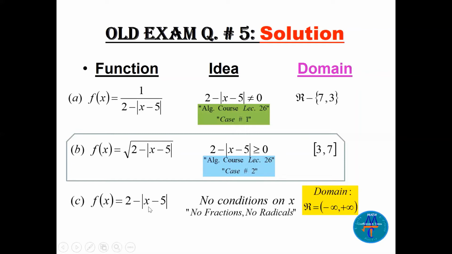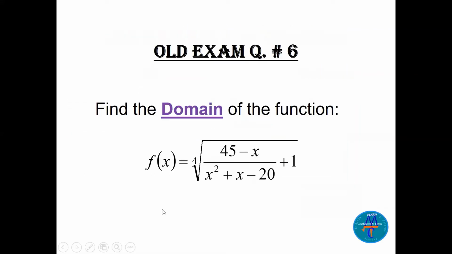And here we have no conditions on the x, no fractions, no radicals. Domain will be R. That's a V shape in the graph. Now, this is number 6. A tough question maybe. Find the domain of this function, 4th root of 45 minus x over this plus 1. Now we have to take the radicand here, all this big radicand plus 1, all of it greater than or equal to 0. Why? Because we have here the index even.